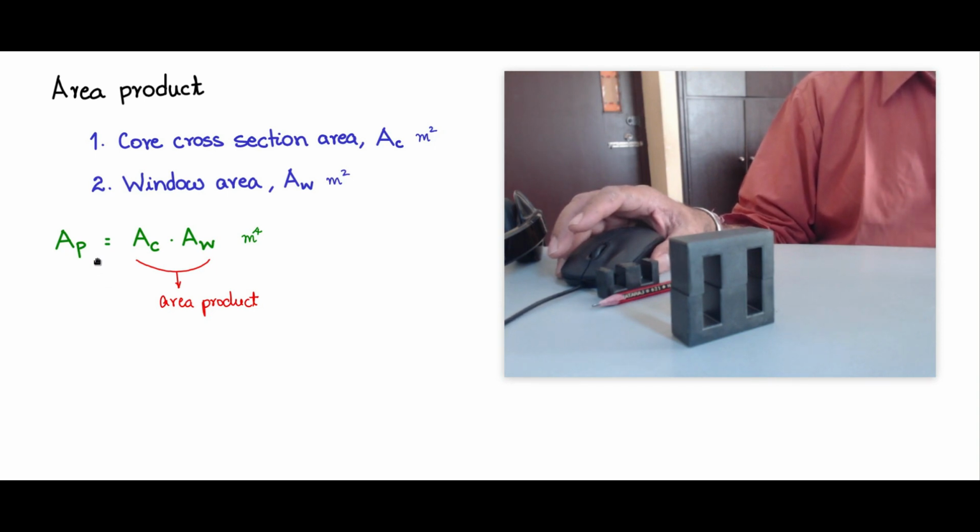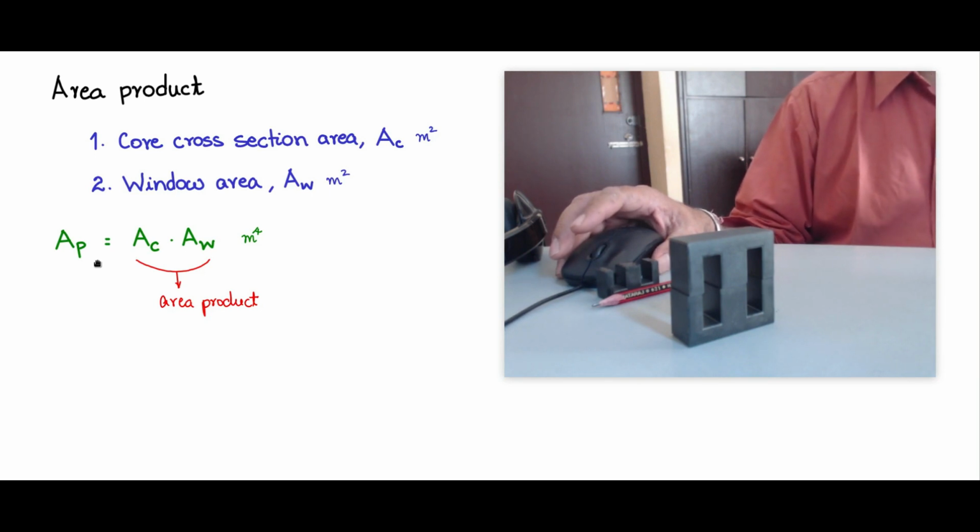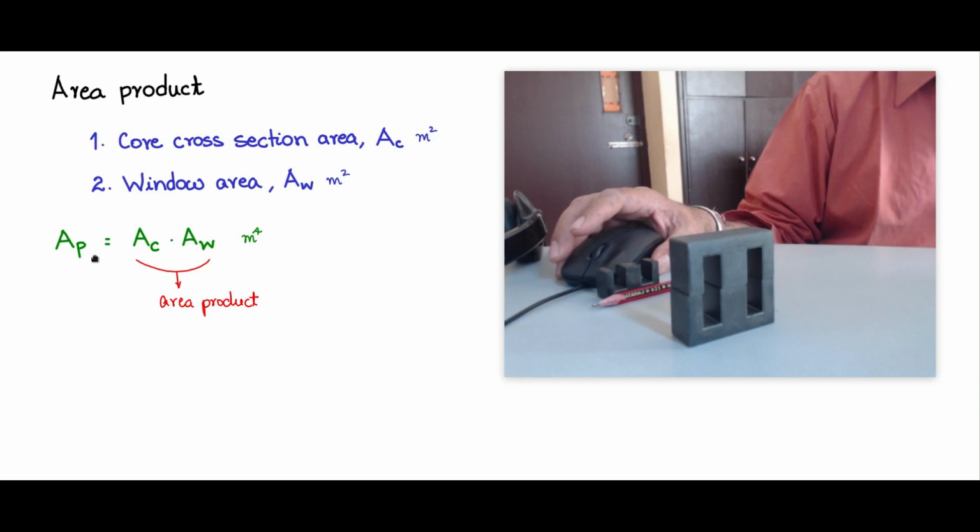Of course, we will now discuss how we will use this area product to design the cores for the inductors and the transformers. Now consider a core. Let us take an E core, and we saw just now how the window area looks. This is the window area, and this is where you will see the cross section of the wire.